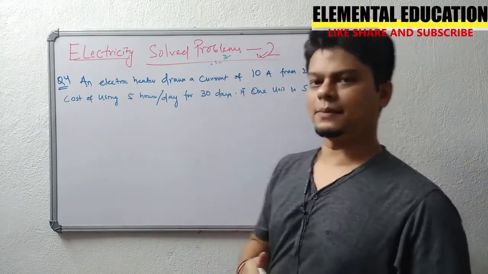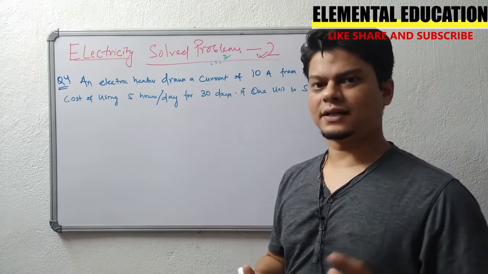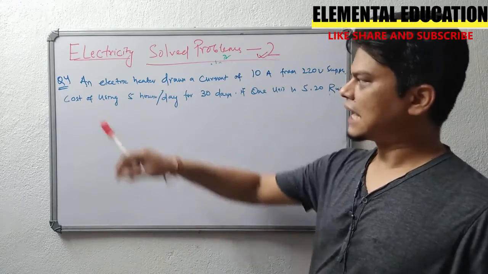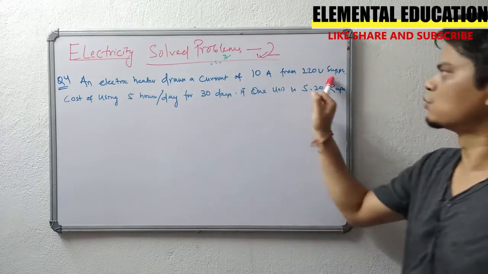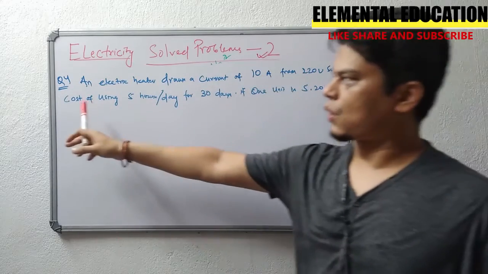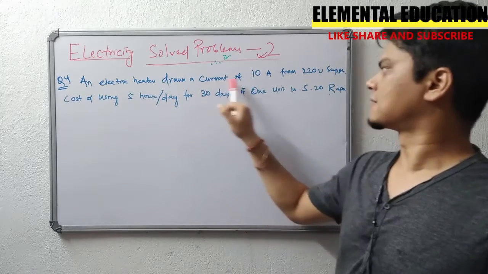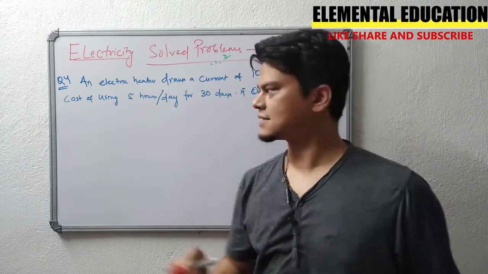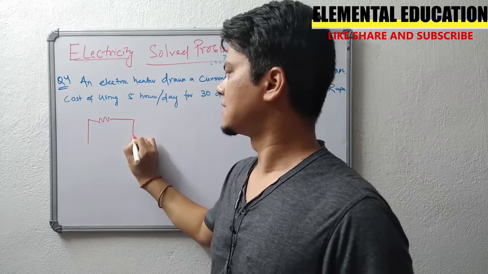Let's move to question number 4. This is based on calculating the electric power consumption. So see, what does this question say? An electric heater draws a current of 10 ampere from a 220 volt supply. Find the cost of using it 5 hours per day for 30 days if 1 unit is 5 rupees 20 paisa. That means first let's understand what this question is saying.